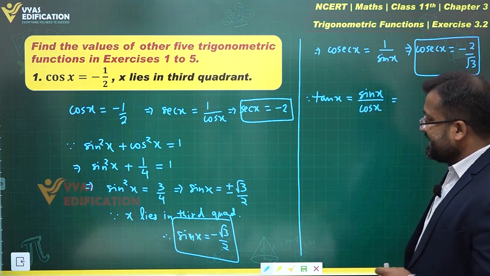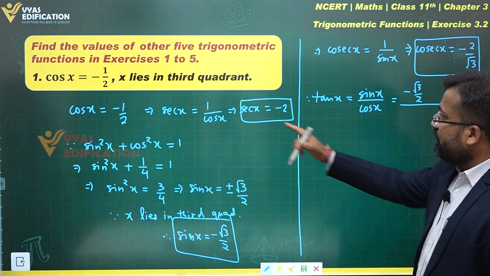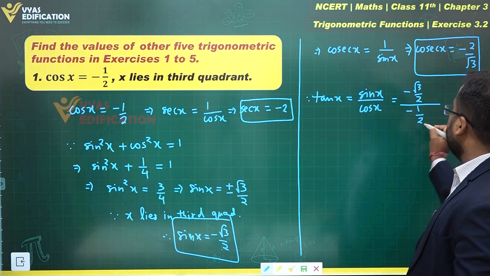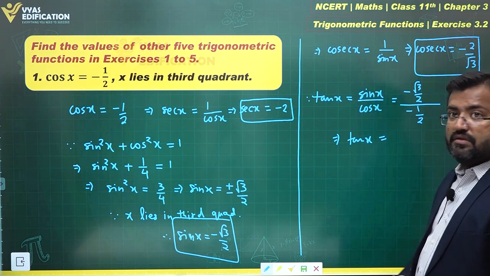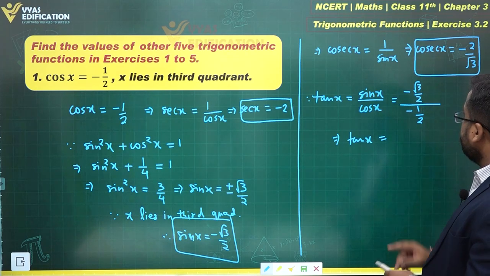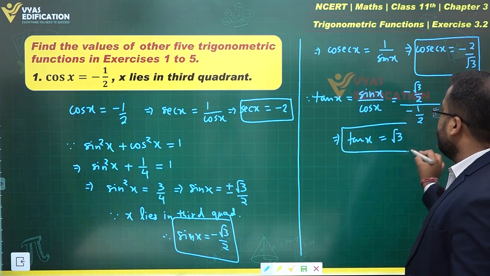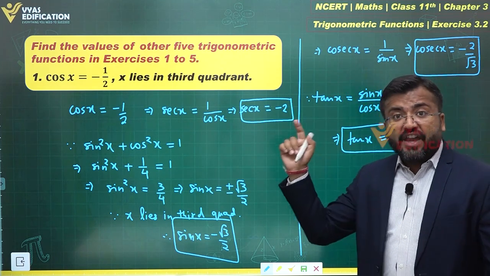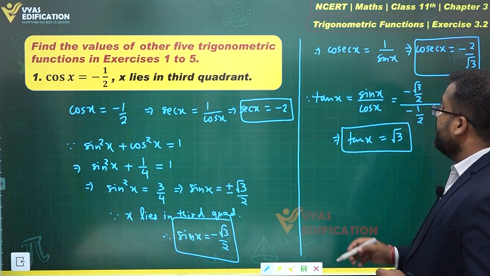So this is sin x. Sin x is minus root 3 upon 2 whole divided by cos x, which is minus 1 by 2. This gives me tan x is equal to, minus minus will get cancelled, denominators 2 will get cancelled, and what you will get is this. Tan x is simply root 3. If x is lying in the third quadrant, tan x was supposed to be positive. Yes, that's what you're getting.